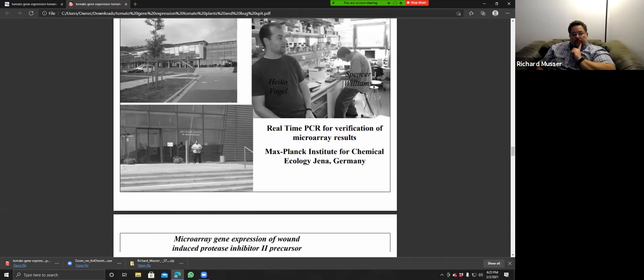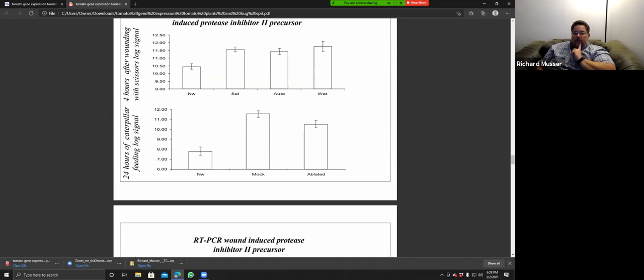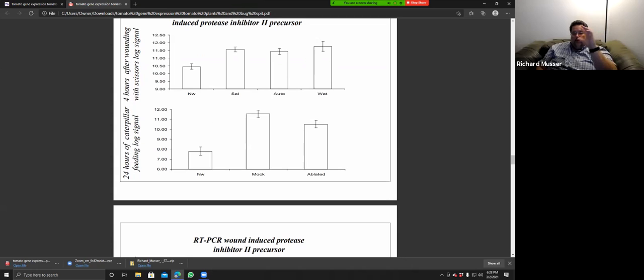Anyway, here's some of the gene expression where we measured gene expression for certain genes. Like this one's a protease inhibitor too. Remember, protease inhibitors block the ability for caterpillars to digest proteins. And so we see in this qPCR or microarray experiment that the mock treatment actually stimulates the protease inhibitors a little bit more than the ablative treatment. So in this case, caterpillar saliva may be stimulating protease inhibitors a little bit more, or maybe they're feeding us a little bit more aggressively. We try to control the amount of feeding, of course.